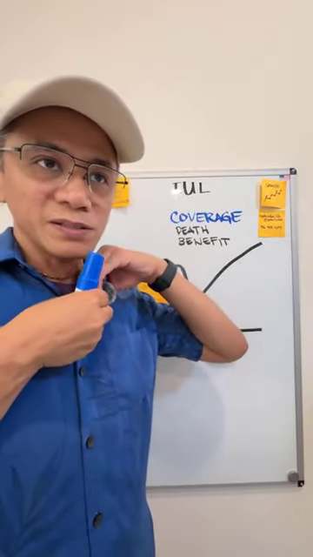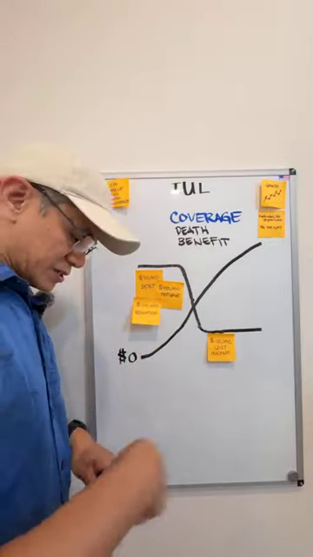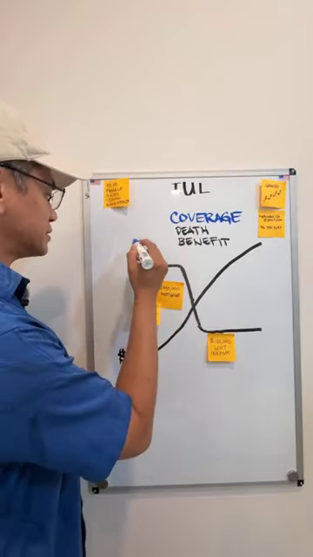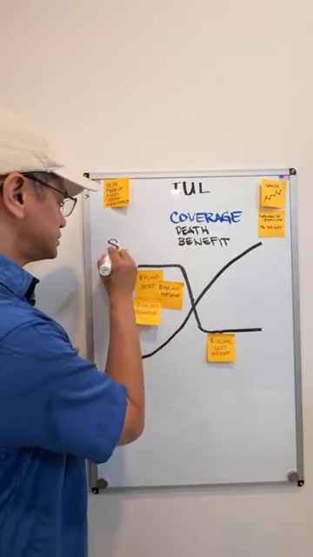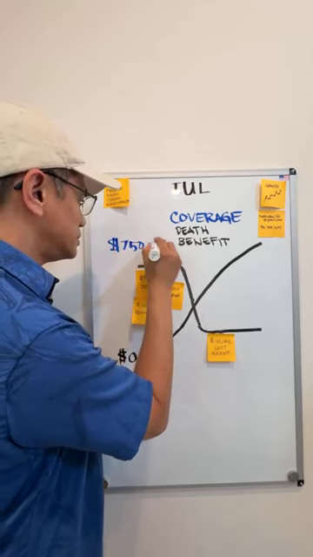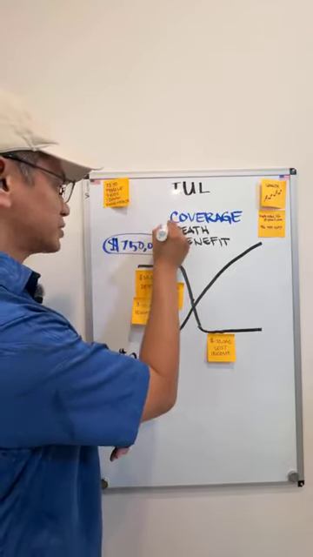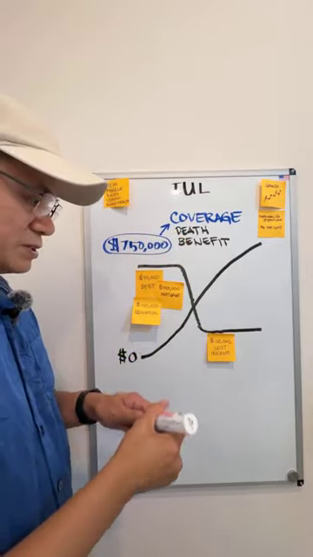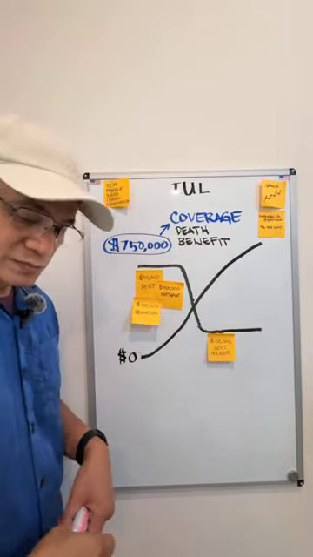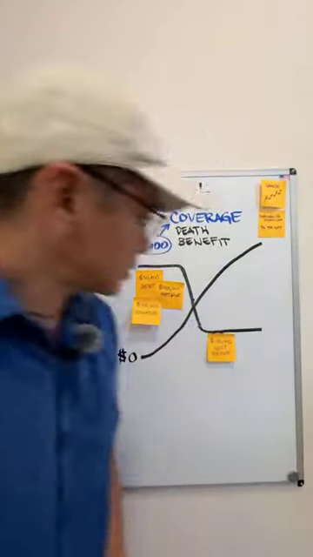Just making sure my mic's still on. Okay, so let's put that down. $750,000 of coverage. That's the total coverage that she requires. Now, how do we implement that into a policy?